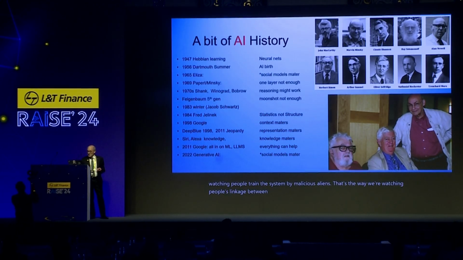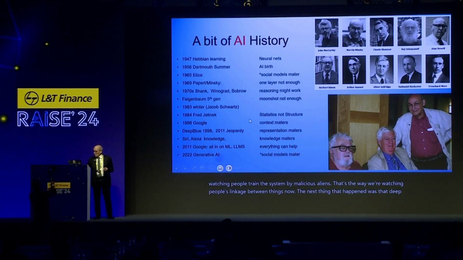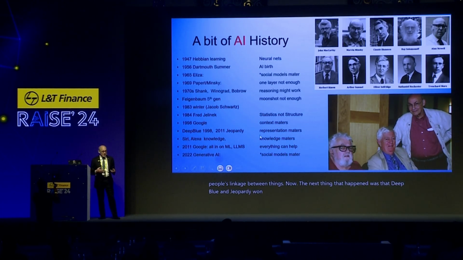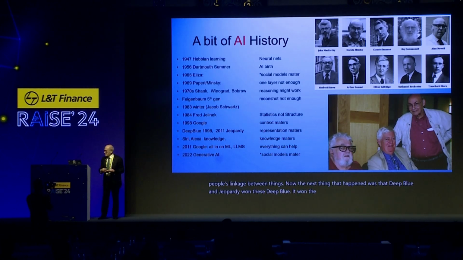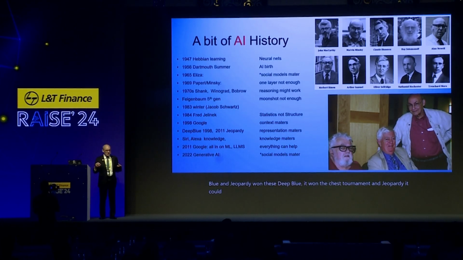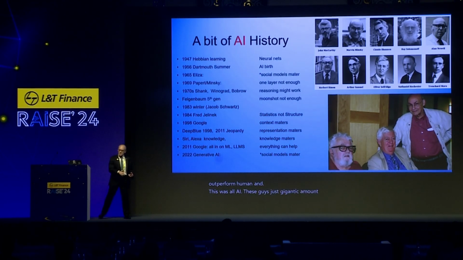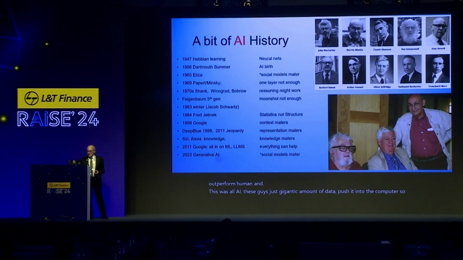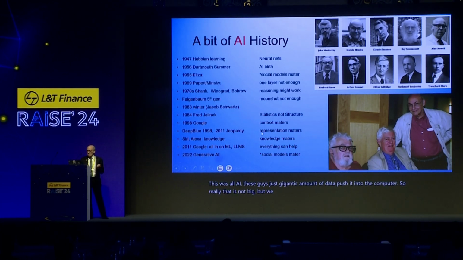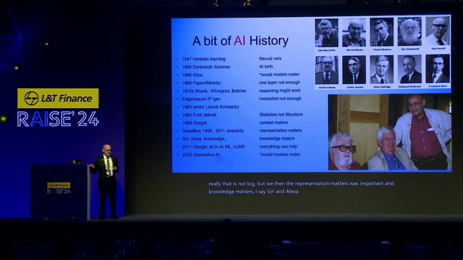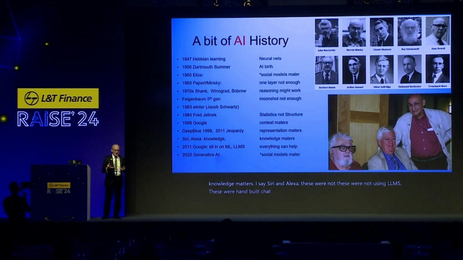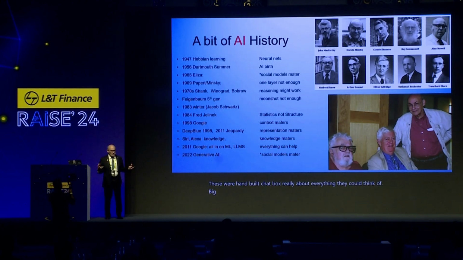Now, the next thing that happened was that Deep Blue and Jeopardy won. Deep Blue won the chess tournament, and Jeopardy, it could outperform humans in answering questions. This was old AI. These guys, just a gigantic amount of data, push it into the computer. So really, that is not a big breakthrough, but we then saw that representation matters and knowledge matters. I say Siri and Alexa, these were not using LLMs. These were hand-built chatbots, really, about everything they could think of. Big companies with big efforts to make them.